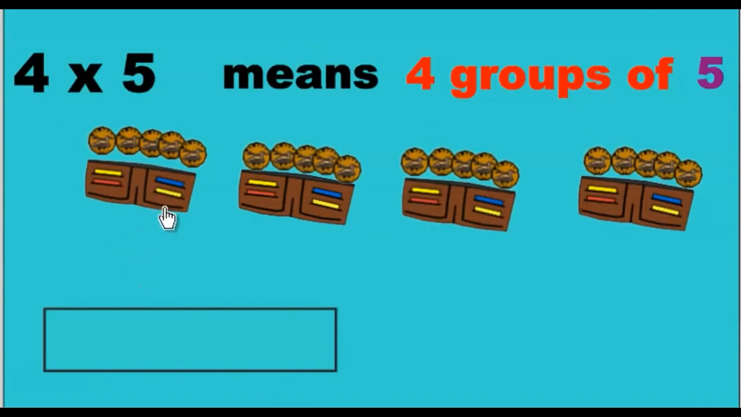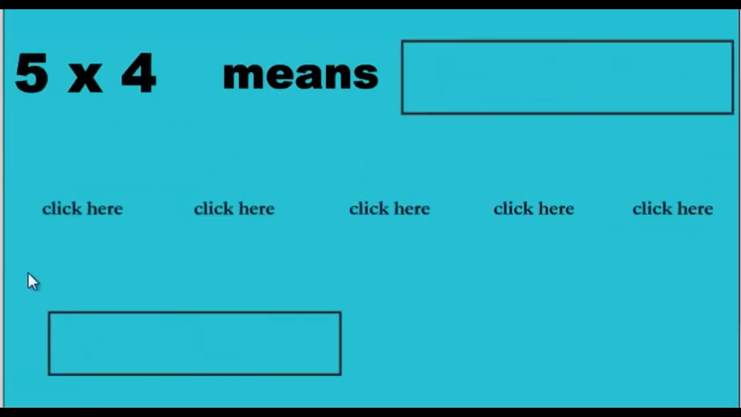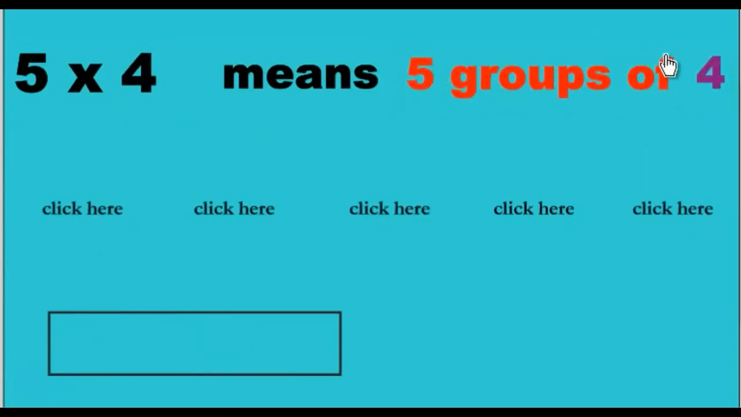All of them get 5. They all get the same amount. Count them. 5, 10, 15, 20. How about if we switch the numbers around? Put the 5 here and the 4 there. Then it'll say 5 groups of 4.